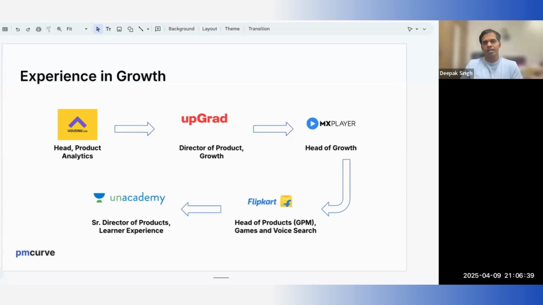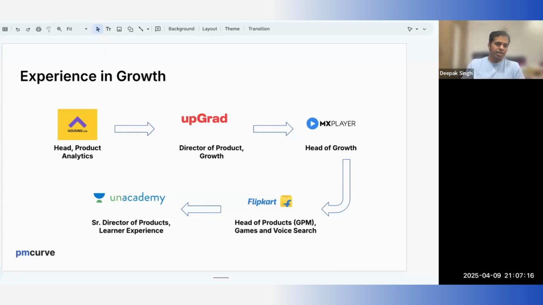MX Player, again, another company which had 50 million daily active users. I joined there as head of growth. I actually looked at product growth. I also looked briefly at content and marketing growth there. And after MX Player, I joined Flipkart, where I led games and voice search and assistant, right? In both cases, since I was the GPM, once you get to a certain level, like a group PM or a director of product, you start overseeing the growth of the product along with the development, right? So I looked at games growth and games business.